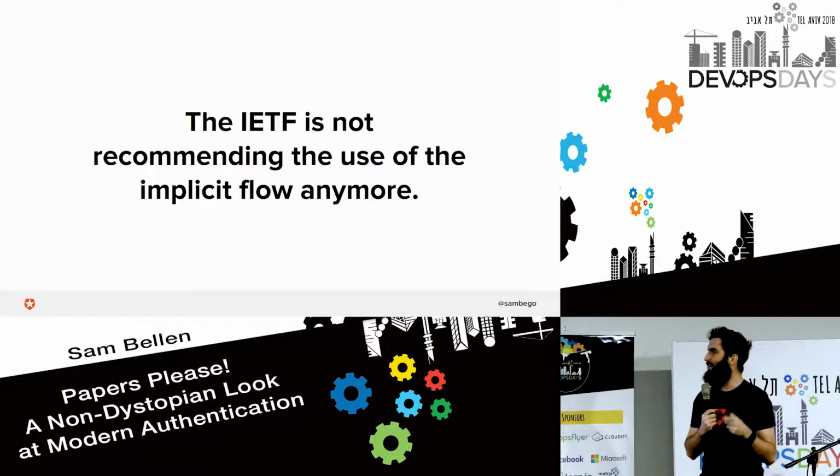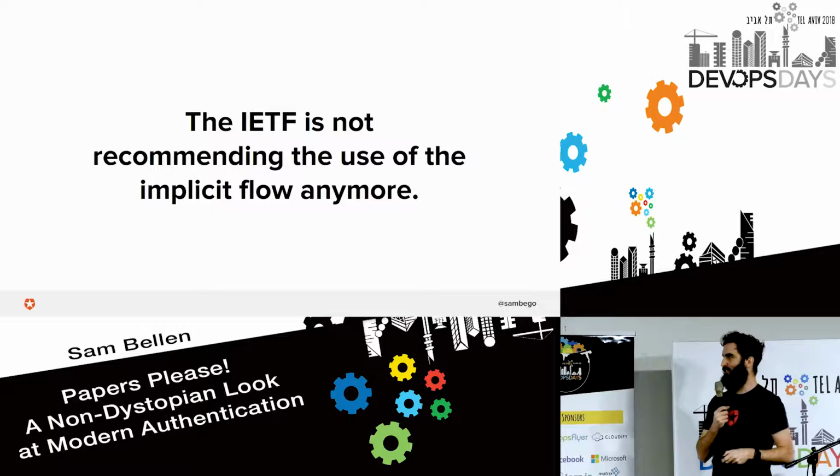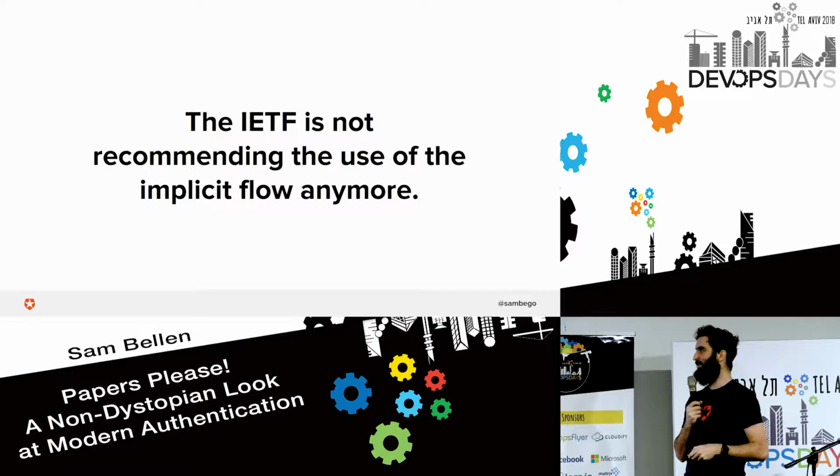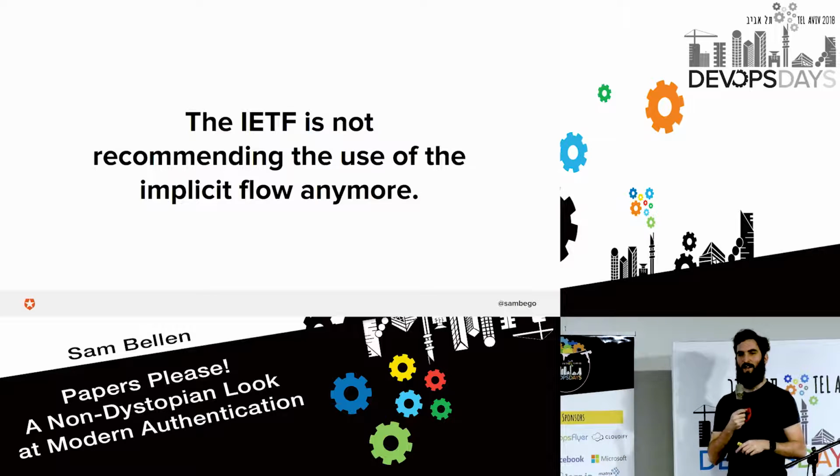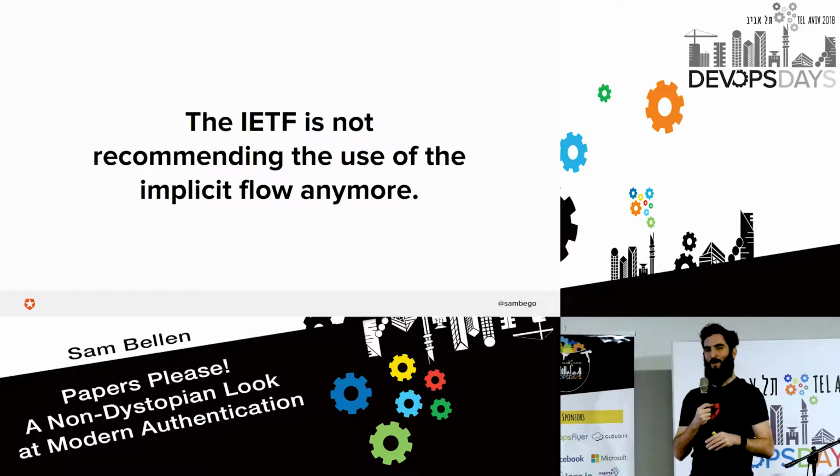But note that the IETF, the Internet Engineering Task Force, no longer recommends the use of this implicit flow. Since a month or two ago, a few papers have been written saying not to use this flow anymore, because there are some security vulnerabilities which can cause attackers to steal your tokens, and you don't want that.